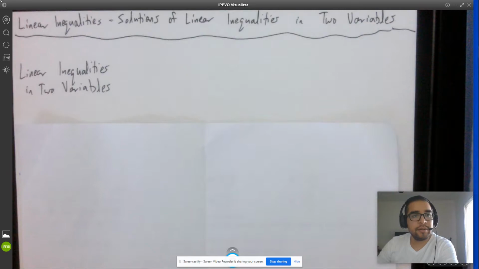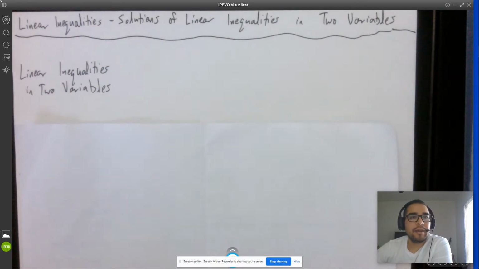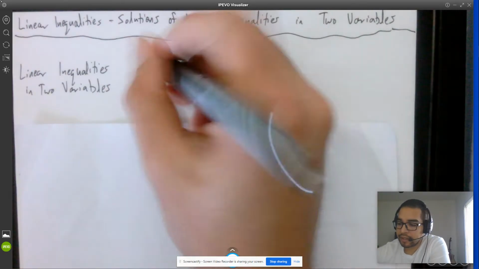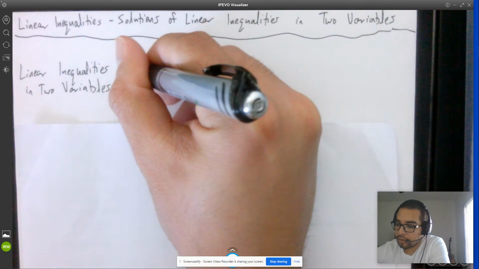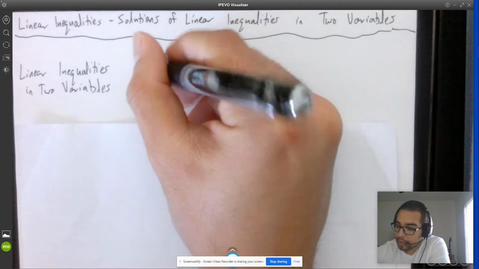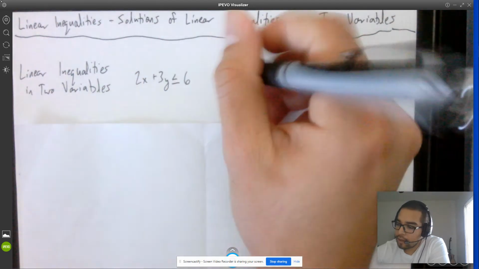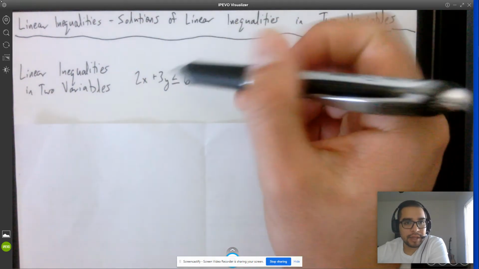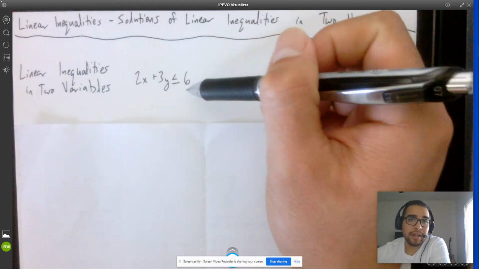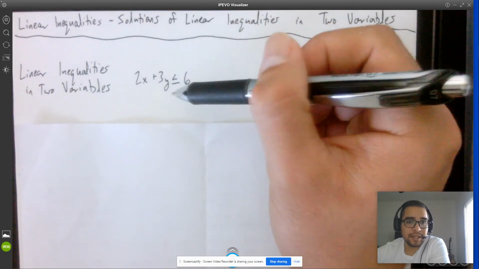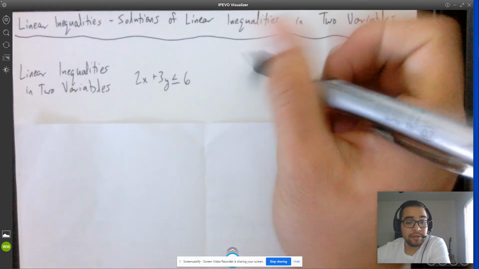All right, what we're going to go ahead and do is take a look at linear inequalities, and we're going to be taking a look at solutions of linear inequalities in two variables. So what that looks like, we have a couple of examples. For example, we have 2x plus 3y is less than or equal to 6. That's one example of a linear inequality. Now, I know you probably haven't seen that in a while, but this is a linear inequality in two variables.